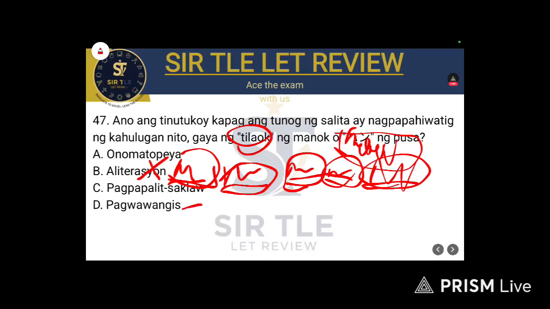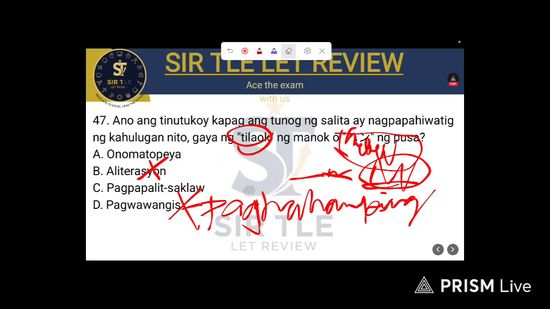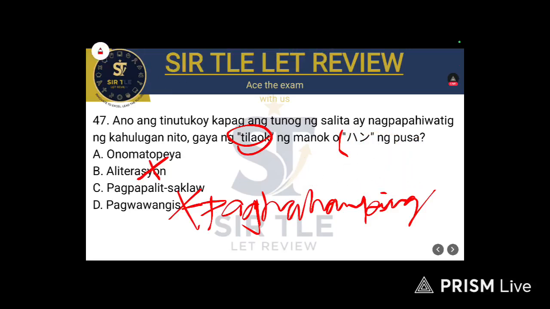Pagwawangis, this is paghahambing. So, letter D is wrong. Example ng pagwawangis is, ikaw ang sikat ng araw sa aking buhay. Paghahambing. So, hinahambing siya sa sikat ng araw. What is your answer between letter A and letter C? What is your answer, everyone?